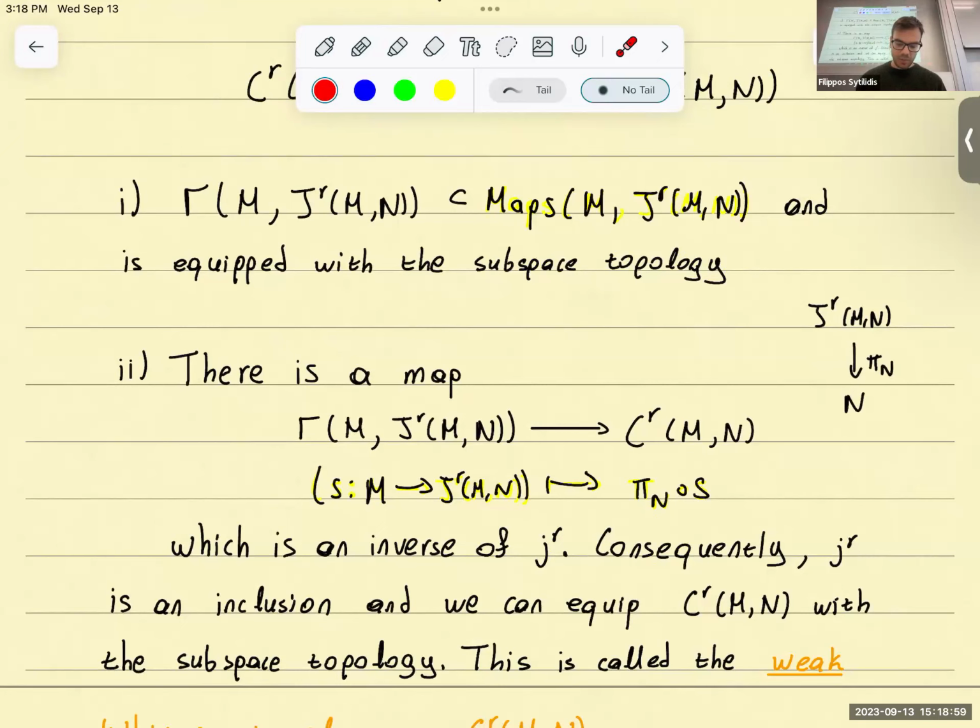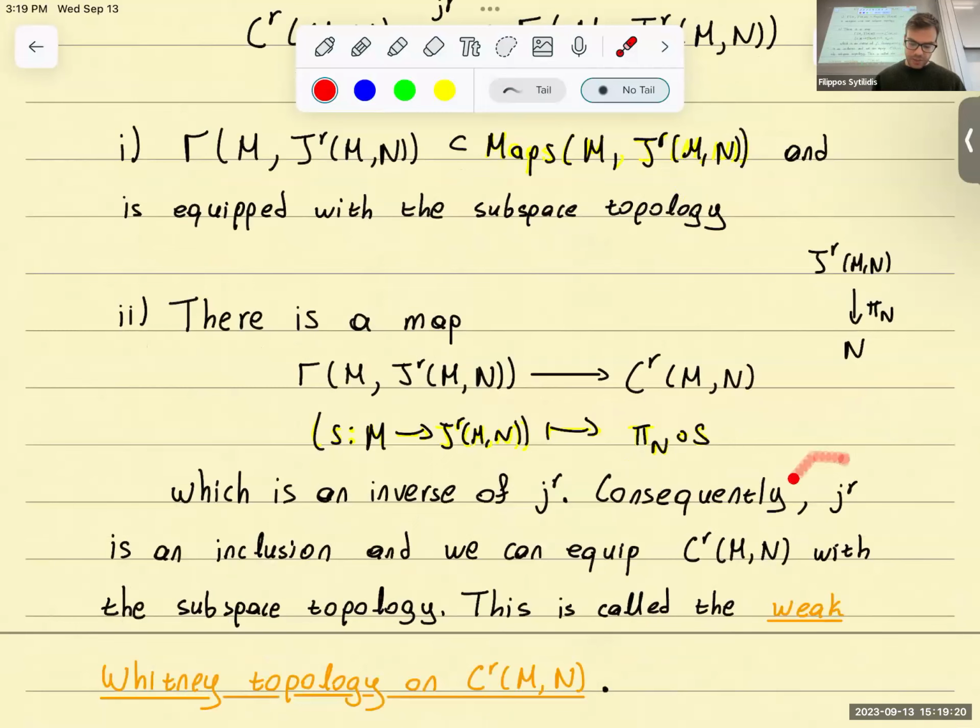And I guess that defines what the function is set theoretically, but we also know that it's going to be C^R because we know that it came from J^R. So we know that I can take at each point up to order R derivatives. And so anyway, the upshot is that J^R is an inclusion.